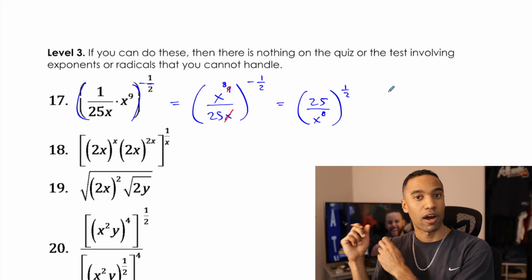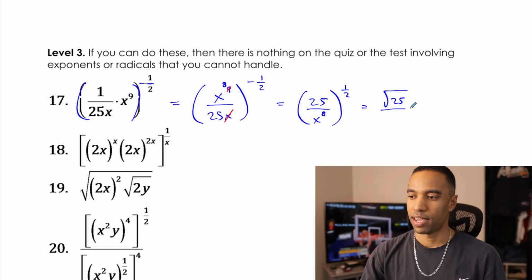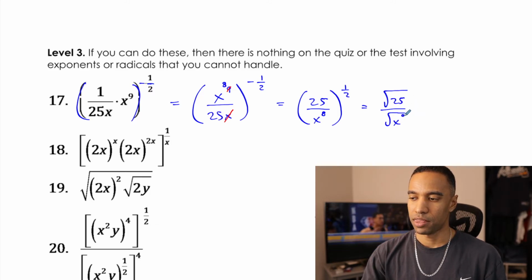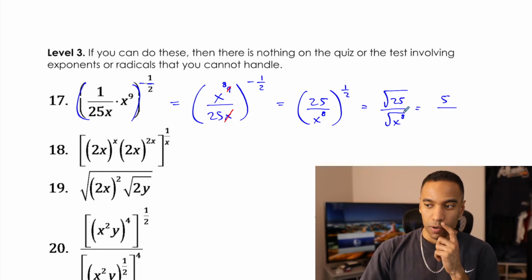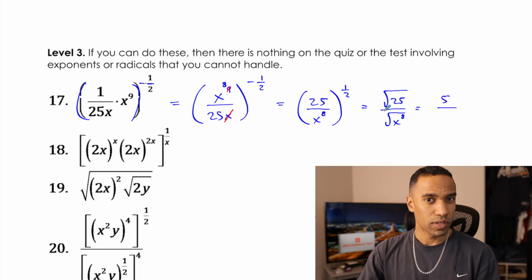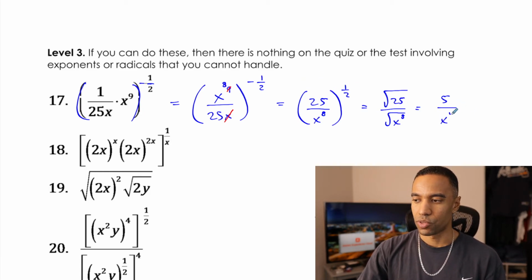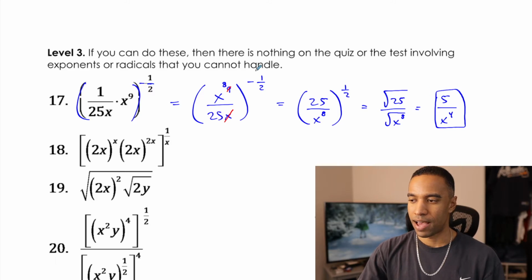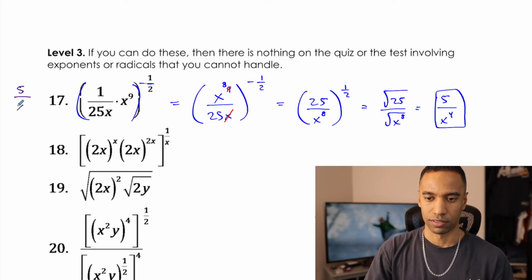Now, raised to the 1/2 power means taking a square root, so we'll be taking the square root of 25 and the square root of x to the 8th. The square root of 25 is 5, and the square root of x to the 8th, do I have to write the 2 here? You could use that 1/2. 8 times 1/2 is 4. It's x to the 4th right there. So we get 5 over x to the 4th, and that is our final answer there.